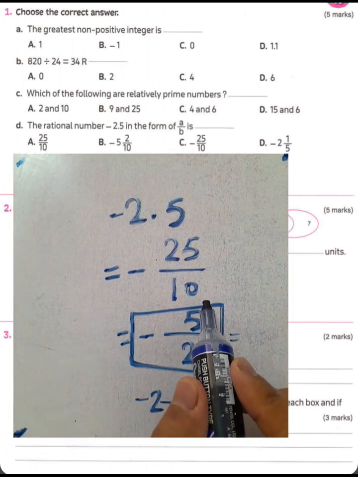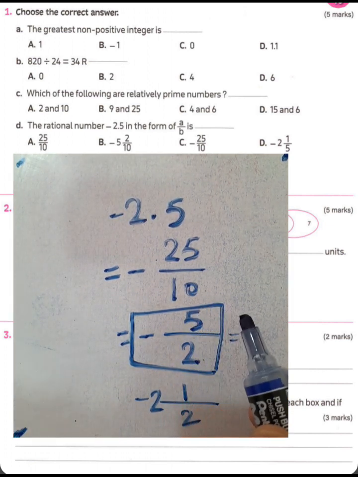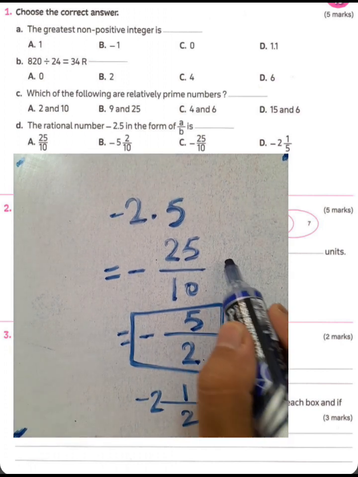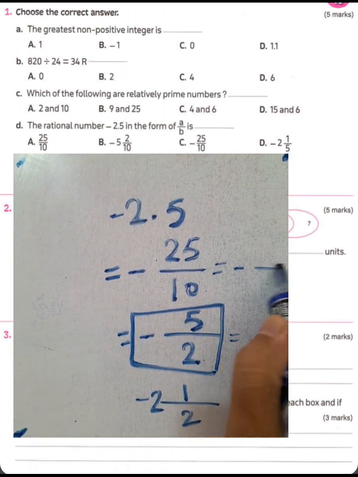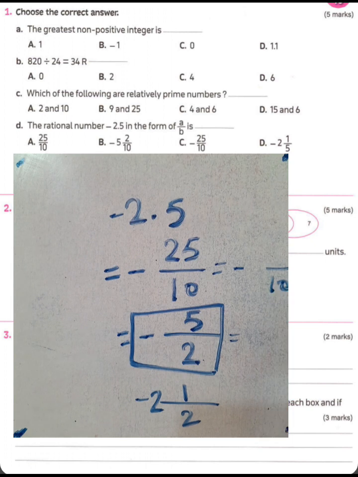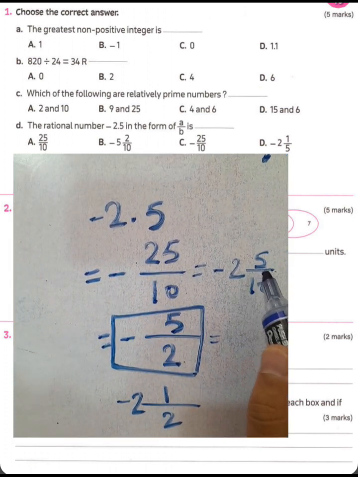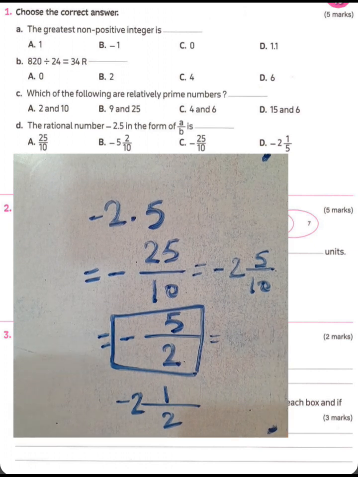Here we can convert this number again, writing negative outside and writing 10. 10 times what equals the number nearest to 25? We know 2 times 10 equals 20 and the remainder is 5. So you can write negative 2 and 5 over 10 in one step.